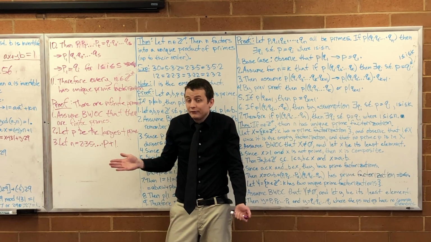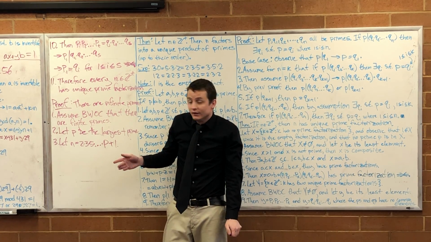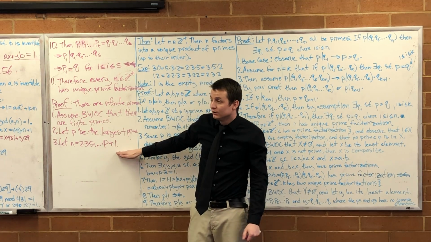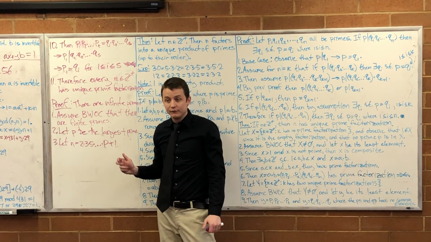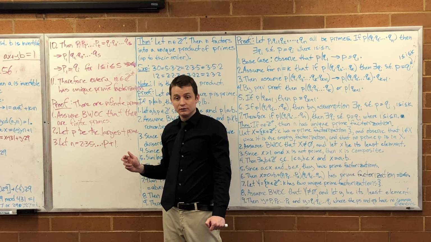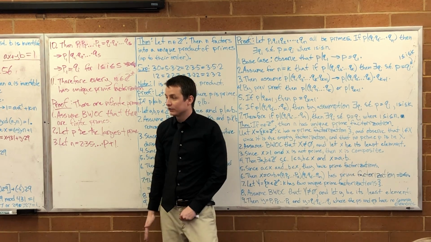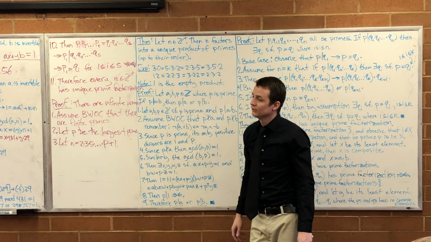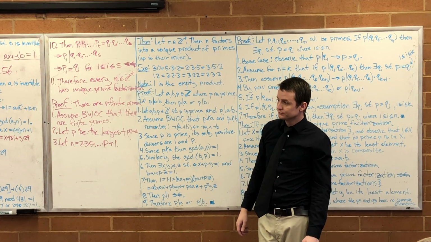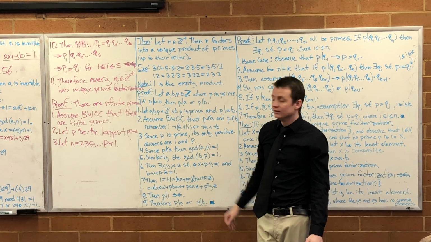But it has a unique prime factorization. None of these numbers go into it. Obviously, it goes into itself. So n is its own prime factorization. So it's prime. Okay. Does that make sense?